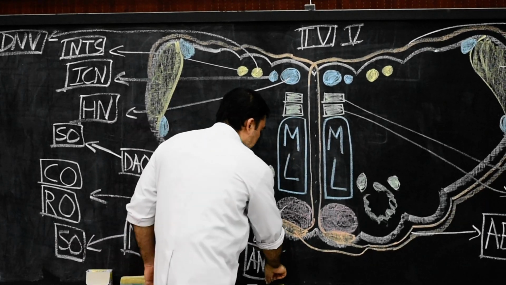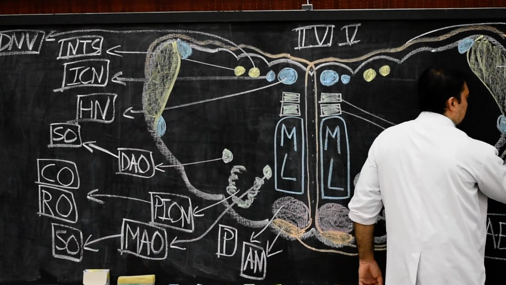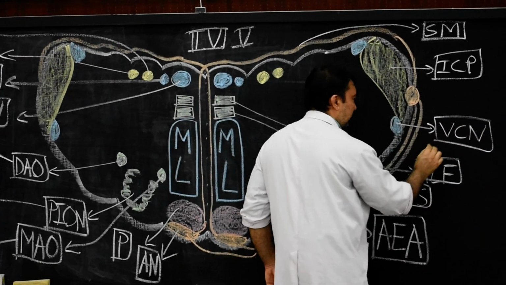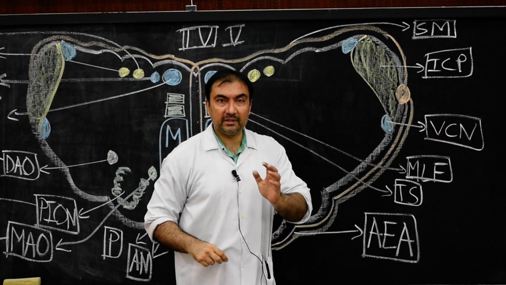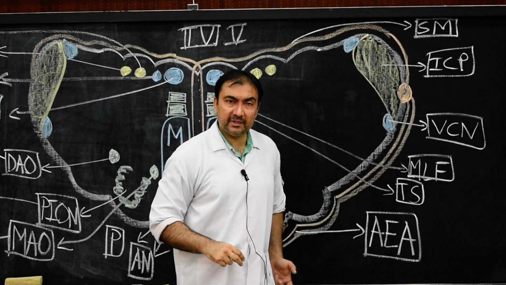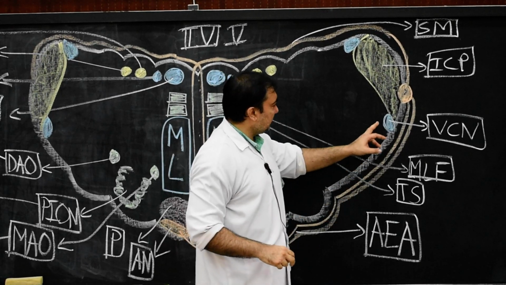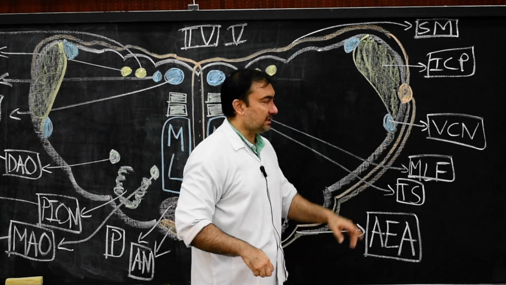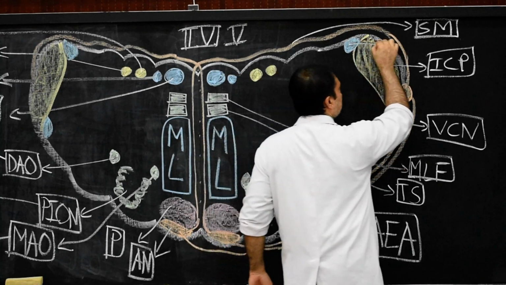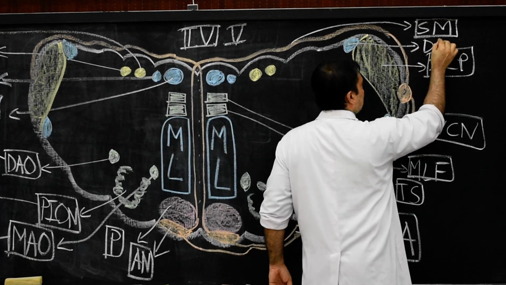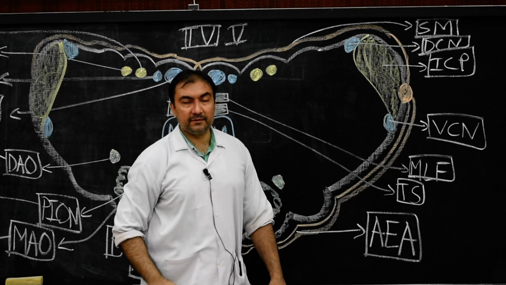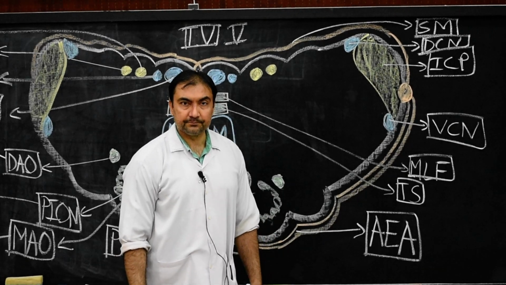Remember, where is the ventral cochlear nuclei located? It will be located between the vestibular and cochlear nuclei, on the ventrolateral aspect of the medulla oblongata. What about the dorsal cochlear nuclei? The dorsal cochlear nuclei will be located on the dorsolateral aspect of the medulla oblongata.